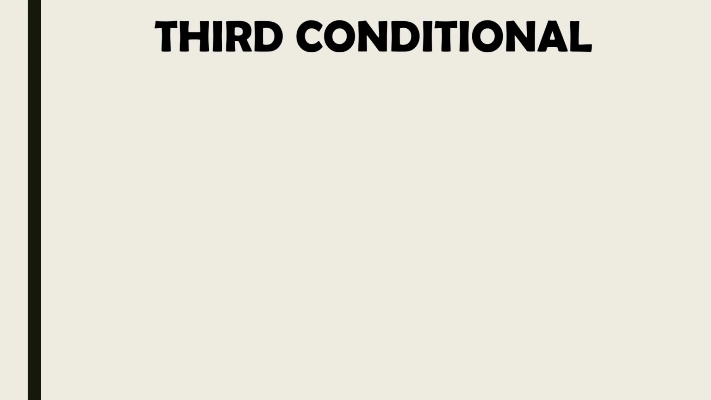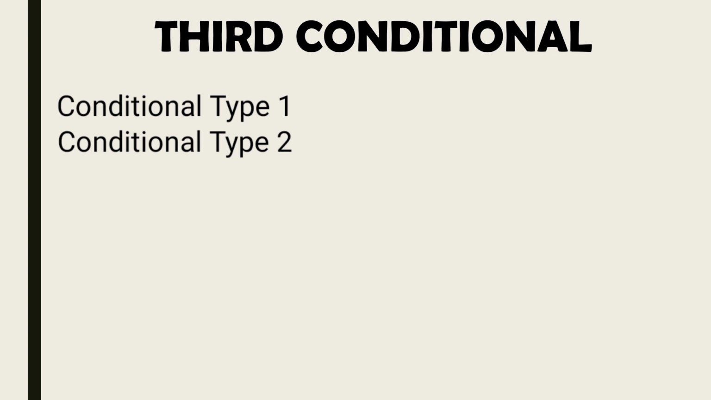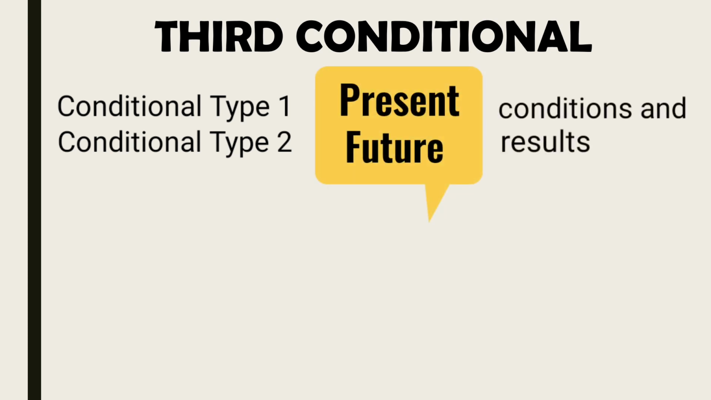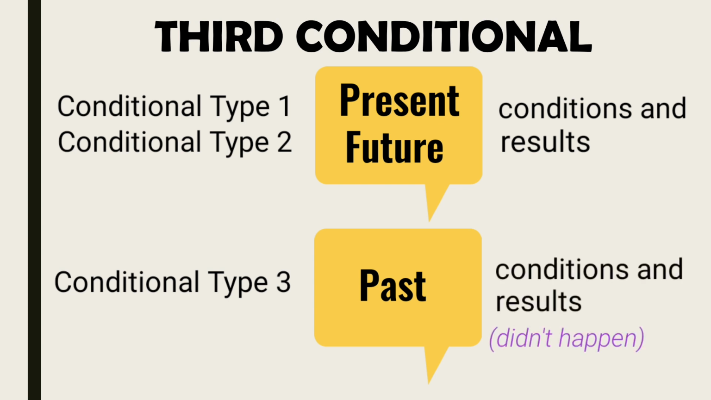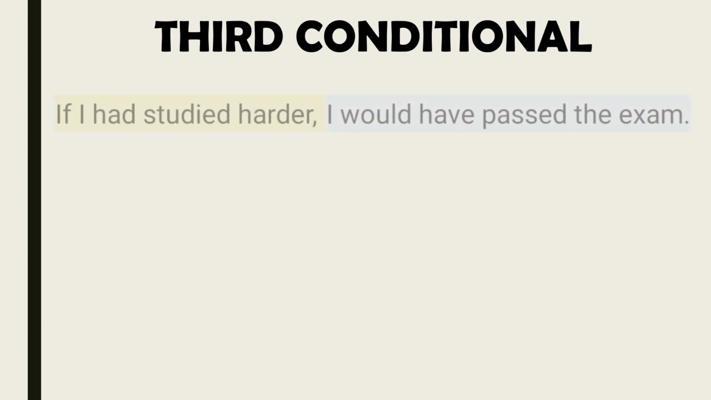Let's now cover the third conditional. Remember that in first and second conditional, we talk about present and future conditions and results. With the third conditional, we talk about the past, a condition in the past that didn't happen. Let's look at this example.